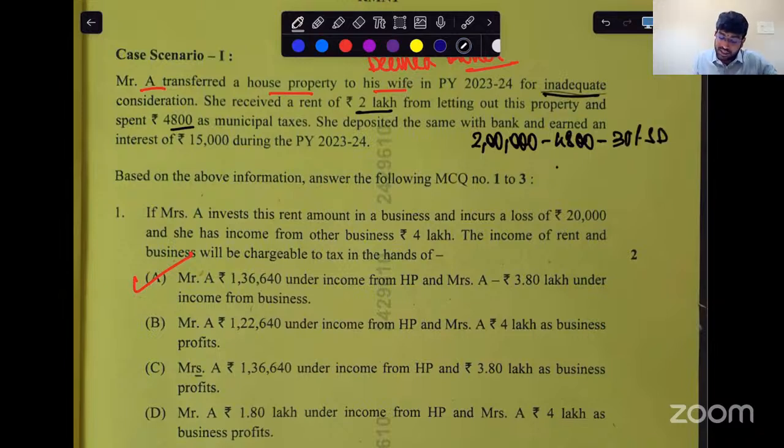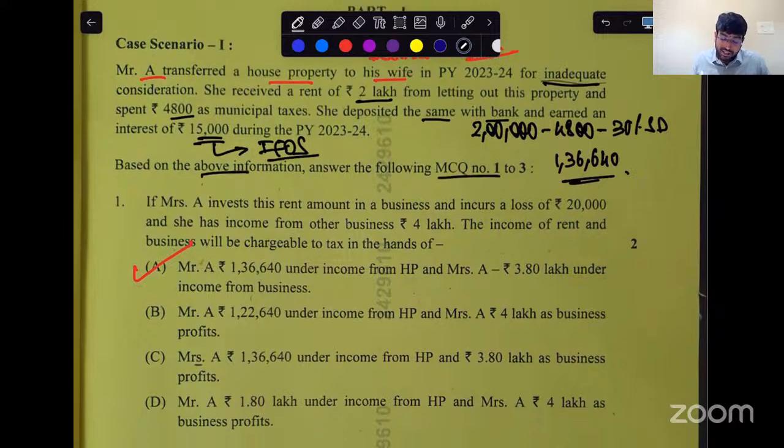She deposited the same with the bank and earned interest of 15,000. This interest will be taxed under income from other sources. That's a straight answer, my dear friends. Come on, see now. Based on the above information, answer the following MCQ. First one, A.